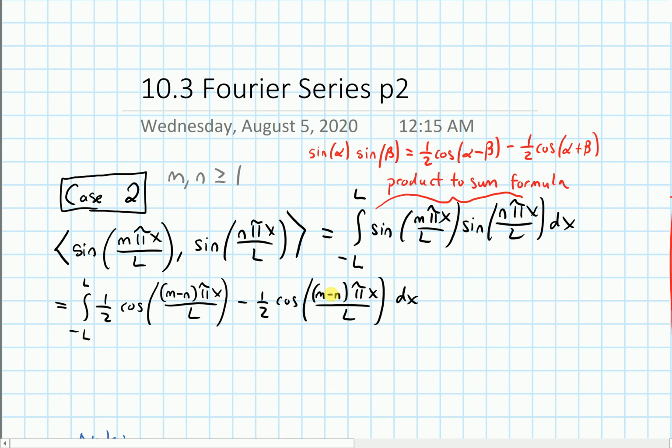And I can't remember if I said this, but sorry, this should be m plus n here. I think I said m plus n. Maybe I just didn't write the plus sign. So that should have been m minus n in that first parentheses, m plus n in the second parentheses.